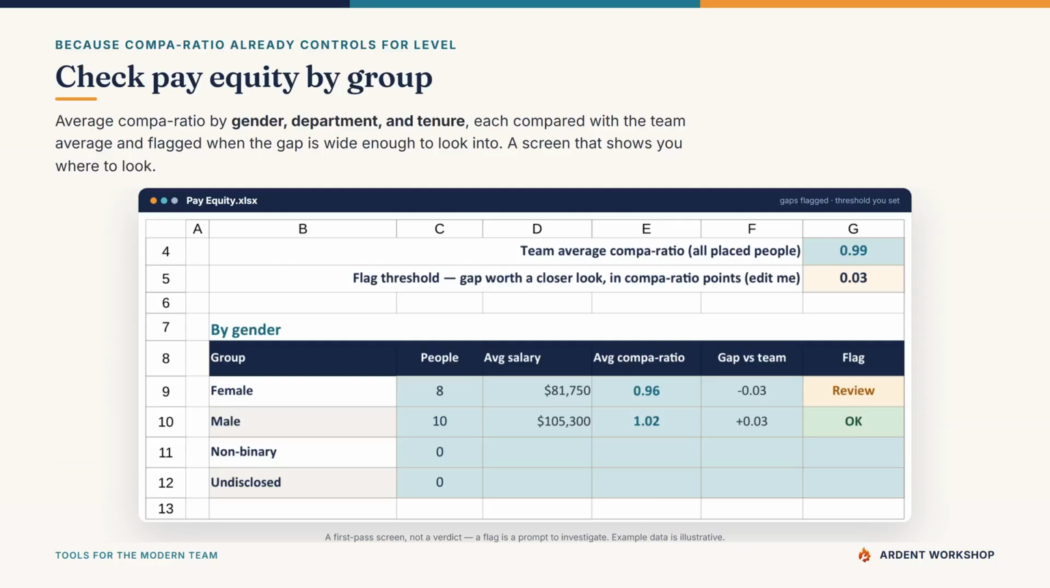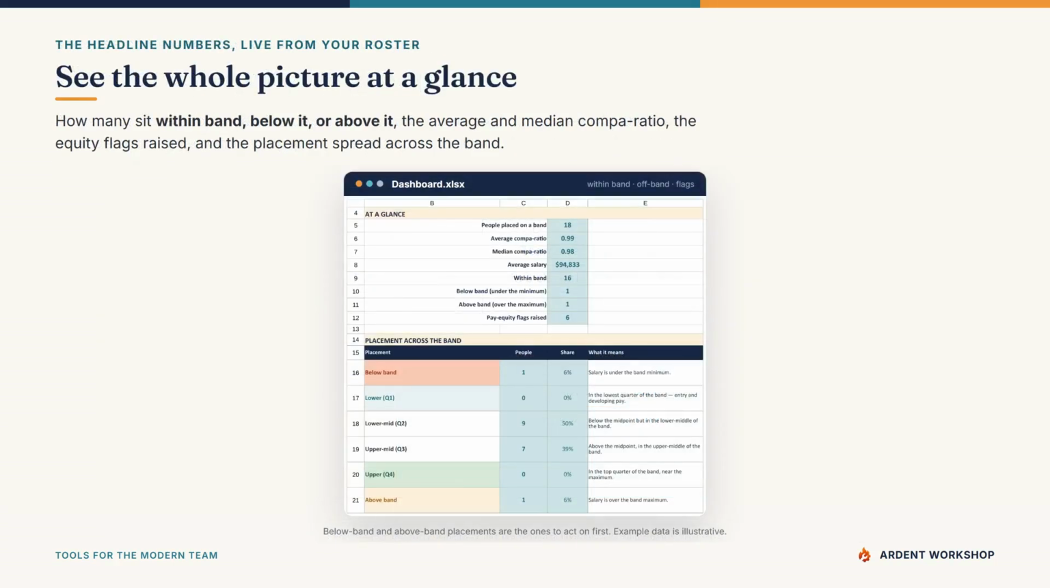Then check Pay Equity. The workbook averages Compa-Ratio by gender, by department, and by tenure, compares each group with the team, and flags the gaps that are wide enough to look into. Because Compa-Ratio already accounts for level, it's a fair comparison, a first-pass screen that shows you where to look, not a verdict. The dashboard pulls it all together.